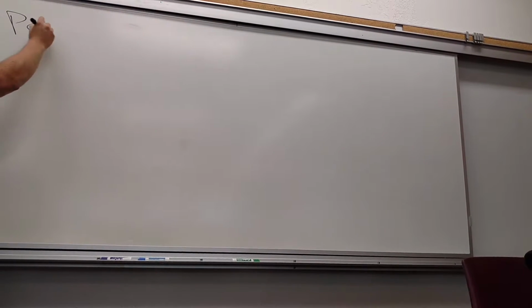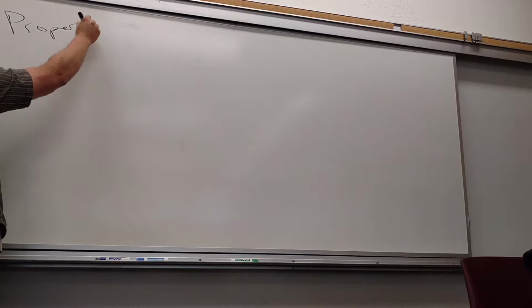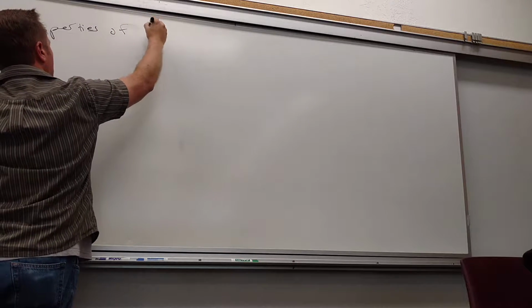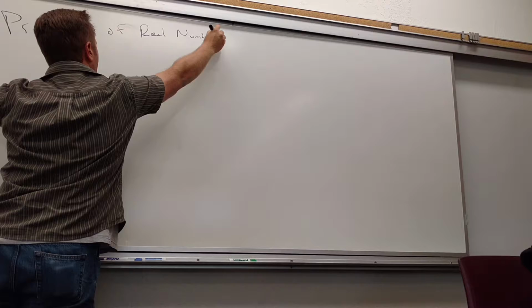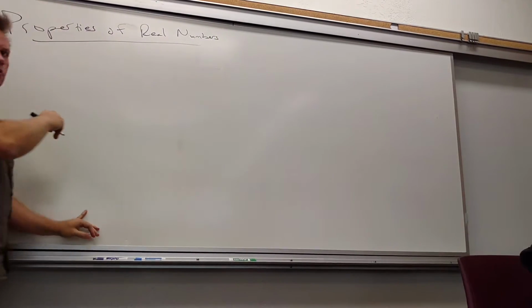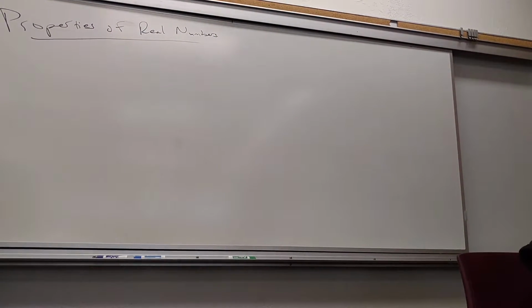So 7.4 gives us a couple more properties. For example, we already know the commutative property, associative property, distributive property. So today we're going to talk about a couple things. One of them is called the identity property, and there's two of them really.